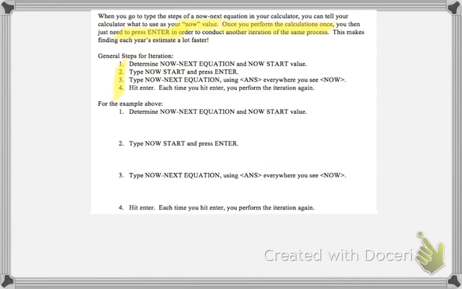So I'm just going to bring our now-next equation over so that we can place it in number 1. And now that we have our now-next equation here and ready for us to use, we are ready to go ahead and use the calculator. So you'll notice here in step 2, the first thing we want to do is type the now start and press enter. So I'm just going to make a note of what we're going to do in this step. My now start is 248, so I'm going to type 248 and then press the enter button. And I will take you to the calculator to do that.